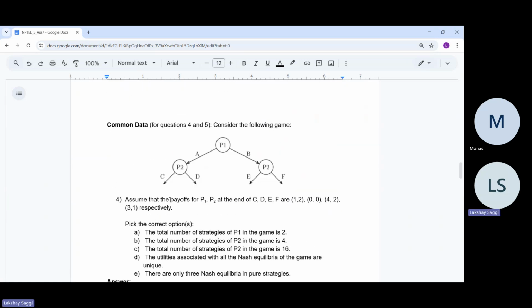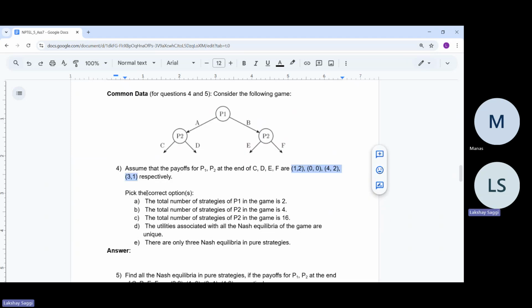So now the question here is the payoffs of player one and player two at the end of C, D, E, F are given to us like this. And now we have to answer the following questions. So yeah, we will go option by option. Note that every player right now wants to maximize his or her payoff. So this is a non-zero sum game. We'll be assuming that the game is non-zero sum, and so this will be true.